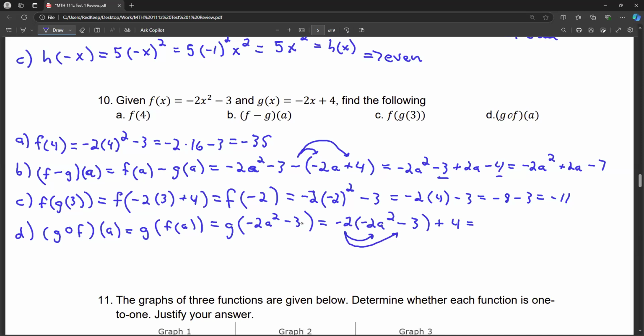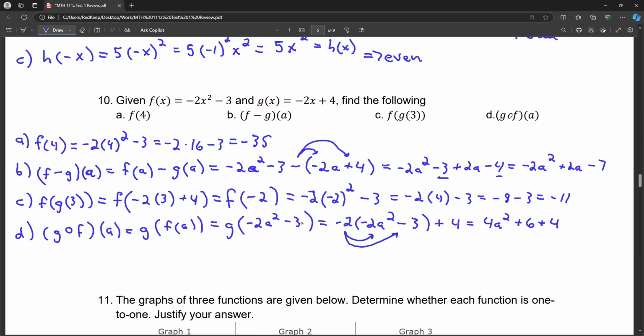So -2 times -2a squared is equal to positive 4a squared. And -2 times -3 is equal to +6. And then we have the +4 hanging out there waiting for us.